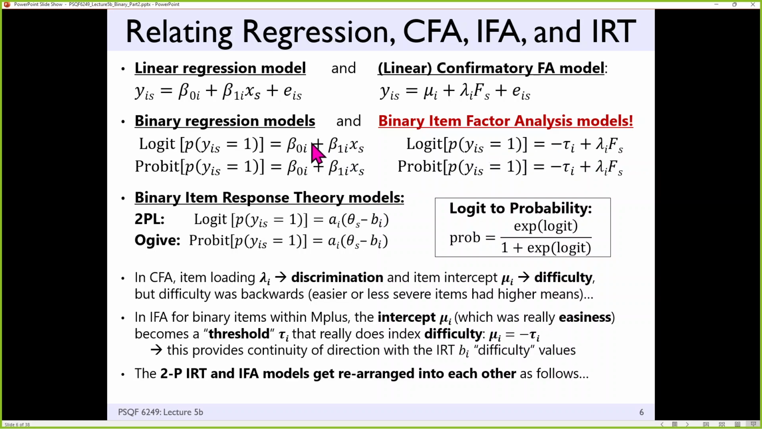So this looks more similar in structure to a binary regression model, either in logits or probits. The only difference is beta 0 is replaced by this negative tau thing. Beta 1 is directly analogous to the loading. X is directly analogous to F. So in CFA, the loading is our discrimination parameter, and the intercept was an index of difficulty, but it's actually easiness. The higher your predicted response, the higher your intercept is. The negative here is because we're going to make it actually measure difficulty instead of easiness. We're going to flip it around.